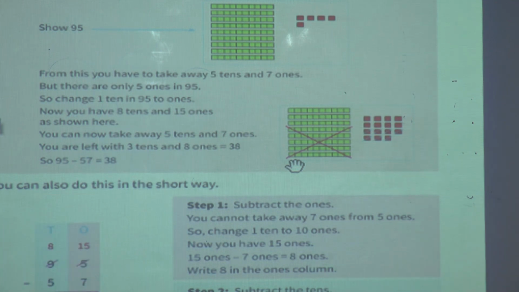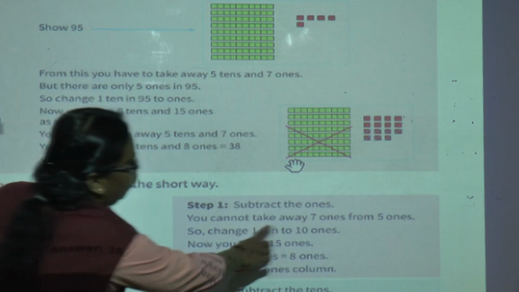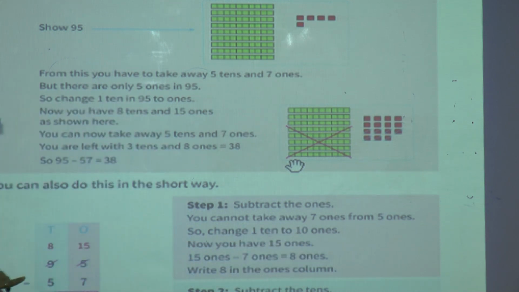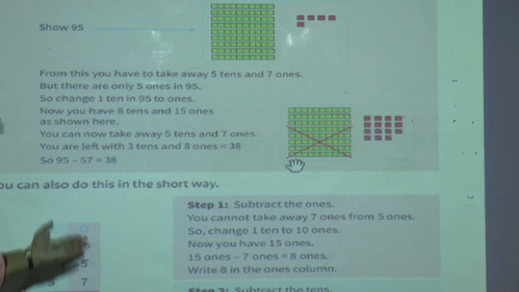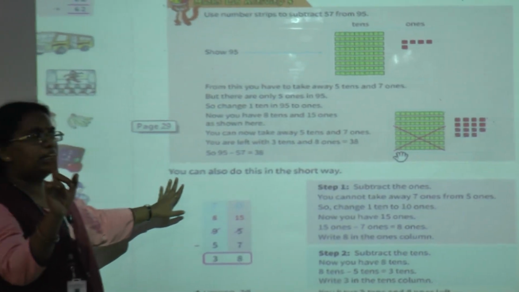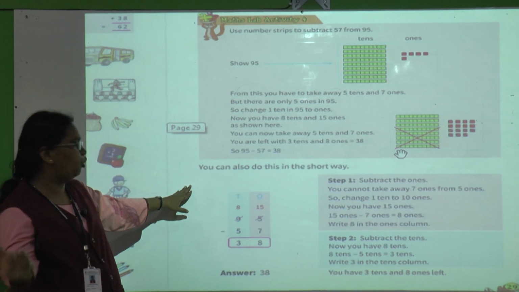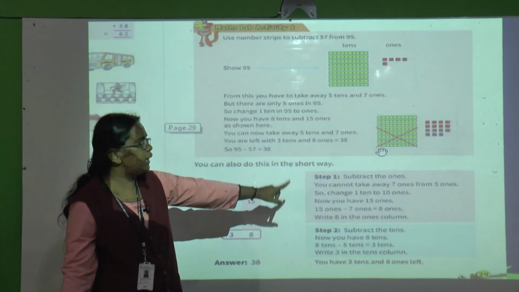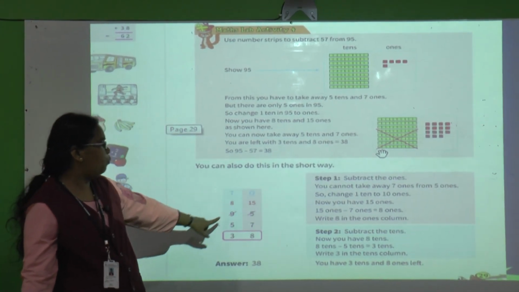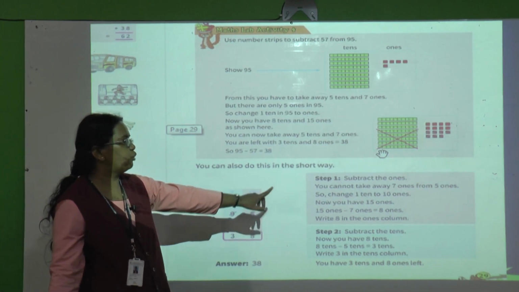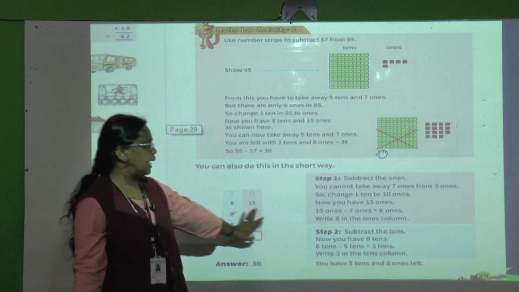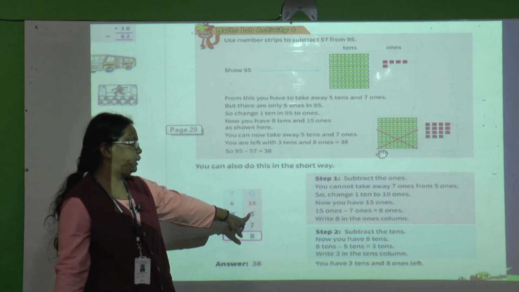Subtract the ones. Now you cannot take away 7 ones from 5 ones. Now this is 7 ones and 5 ones. You can't take 7 ones from 5 ones. 7 minus 5 you can do. 7 minus 5, that is how much? 2. But 5 minus 7 can you do? No, you can't do. So change 1 ten to 10 ones. Now if 1 ten is there, you want to change it into 10 ones. Then now you have 15 ones.